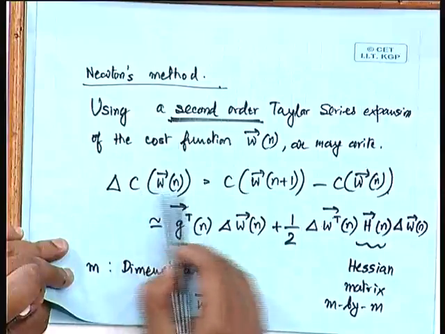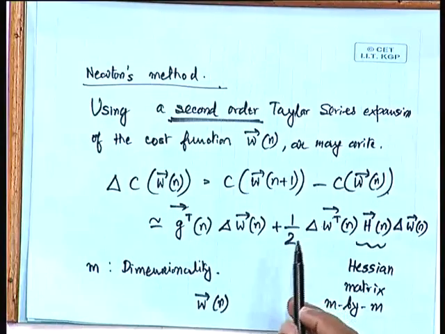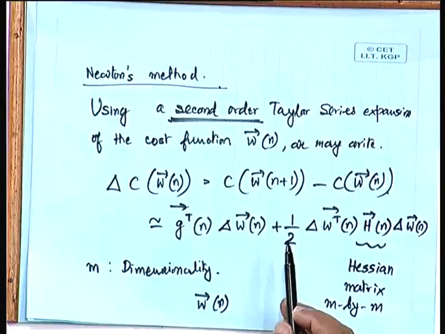This is very important: if we now take this delta C W n, then what are we trying to achieve? We are trying to minimize the cost function, is not it?